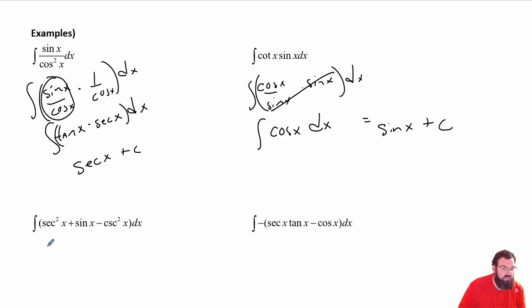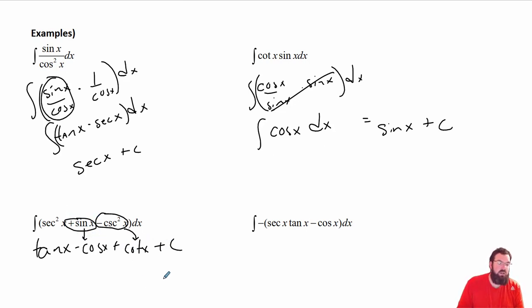This last one here is really just going to go straight left to right. So the antiderivative of secant squared is tangent x. The antiderivative of sine x is a negative cosine of x. And then I already have a minus cosecant squared, so now I'm going to have a plus a cotangent of x and then plus some c. Because this was already a minus, then it goes to positive. This was a plus, that's why it went to a minus with the c's.